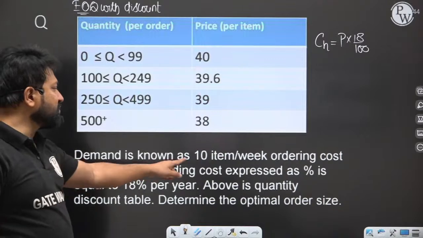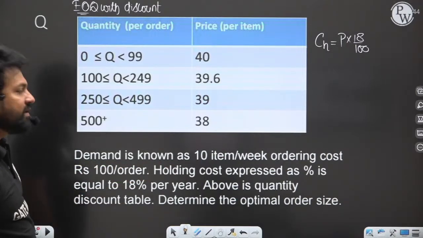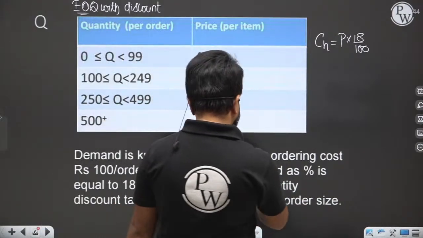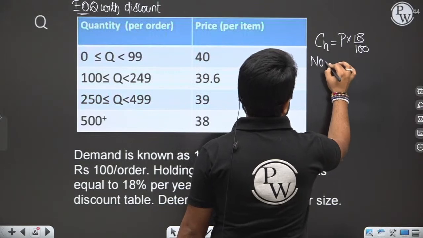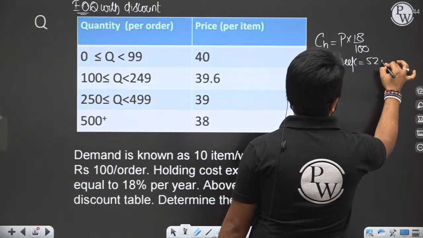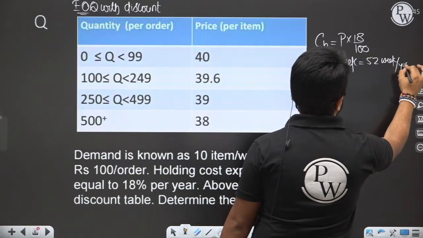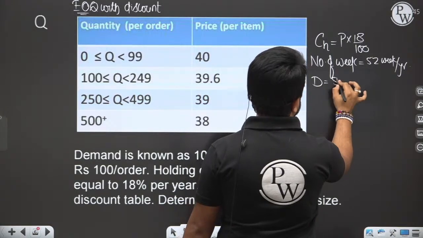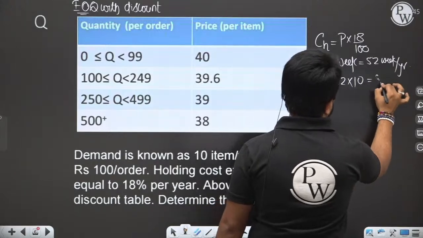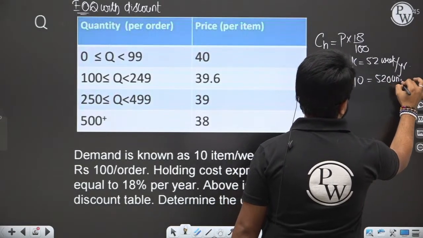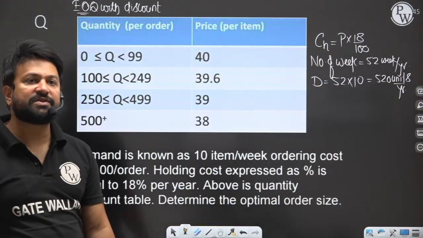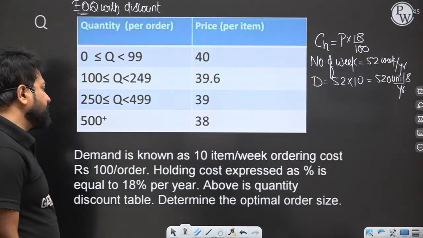Demand is known as 10 items per week, and we are doing it annually. The number of weeks is 52 in a year. So annual demand is 52 into 10 items, so it will become 520 units per year. Yes or no? Right, 520 units per year.